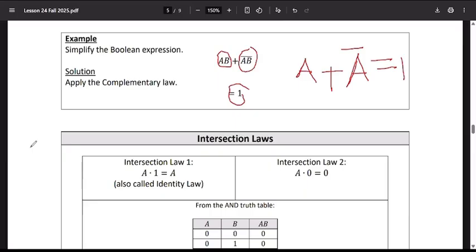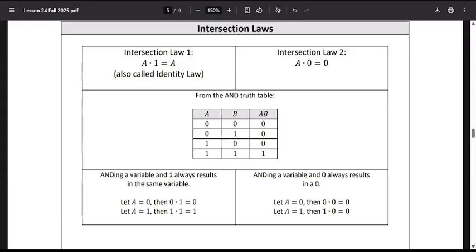Now the next that I want to go into is the intersection law. In the intersection law, A multiplied by 1 is A, and A multiplied by 0 is 0. Because we're talking about multiplication on both sides, we're only going to talk about the AND truth table. Previously, we considered the AND truth table and the OR truth table because we considered both addition and multiplication, but the intersection laws number one and number two have to do with multiplication.